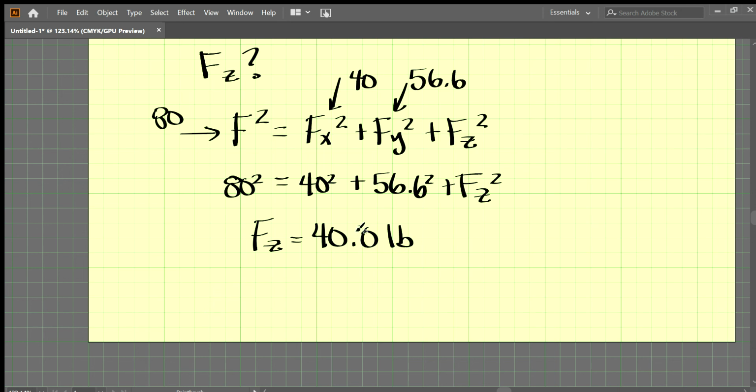And just to double check our answer, we could put this back in here. 40 squared plus 56.6 squared plus 40 squared should equal 80 squared. All right, and that's it. That's 260.